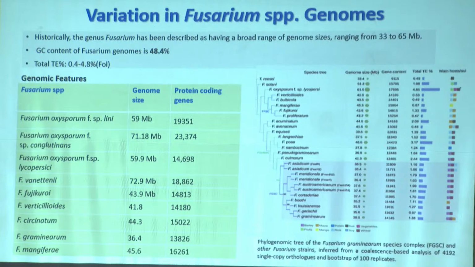After this whole genome project, or during that time also, many genome sequences came in Fusarium. Generally in Fusarium, the genome size ranges from 33 to 65 MB. Fusarium graminearum has a genome size of 36.4 MB, and Fusarium fujikuroi is 72.9 MB. The average GC content of the Fusarium genome was almost 48.5%. There was variation in the percentage of transposable elements, from 0.4 to 4.8%. The number of genes predicted in these genomes ranged from 13,000 to 25,000.